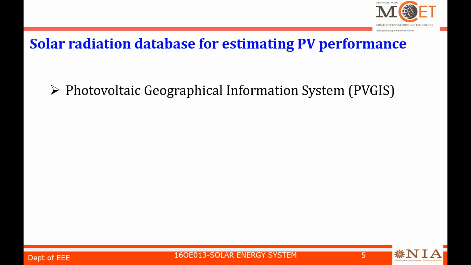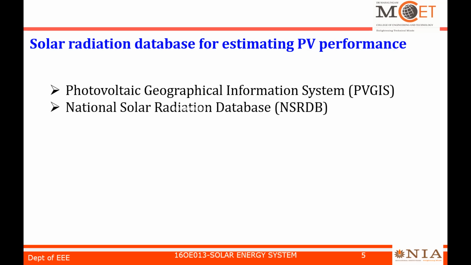Photovoltaic Geographical Information System, PVGIS. National Solar Radiation Database. Meteorological data from NASA, and so on. Some websites are free of cost and some are paid for the solar radiation analysis. PVGIS is free software to analyze the solar radiation database. The National Solar Radiation Database and meteorological data from NASA are paid.